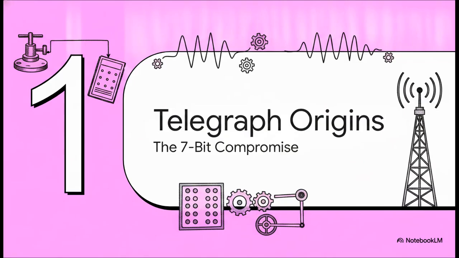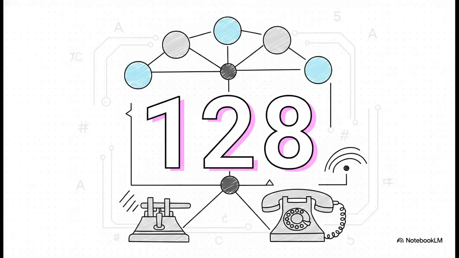Part 1. The 7-bit telegraph origins. To really understand how we got here, we've got to rewind all the way back to the beginning, looking at the mechanical limitations of early tech. Picture the early 1960s. A committee establishes the American Standard Code for Information Interchange, which you probably know as ASCII, and they gave it a very strict limit of just 128 characters.